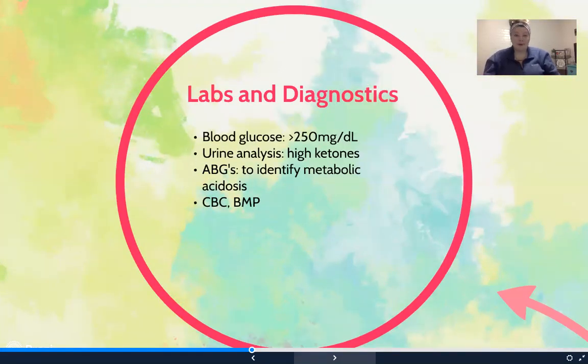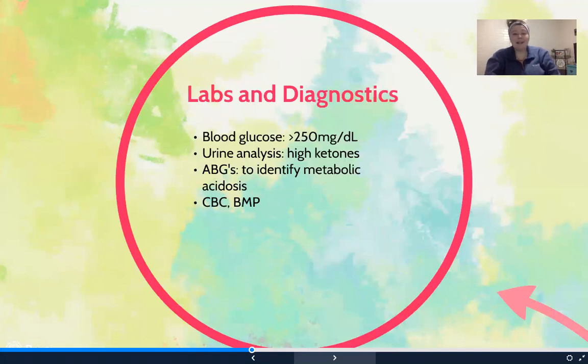So someone comes in with those signs and symptoms, you think hyperglycemia, DKA, so you'll get a blood sugar on them. It should be above 250. You'll get a urine analysis as well. It should show high ketones in their urine. ABGs to see the metabolic acidosis, or if they have Kussmaul respirations. You want to be able to see their pH, their CO2, their gas exchanges.